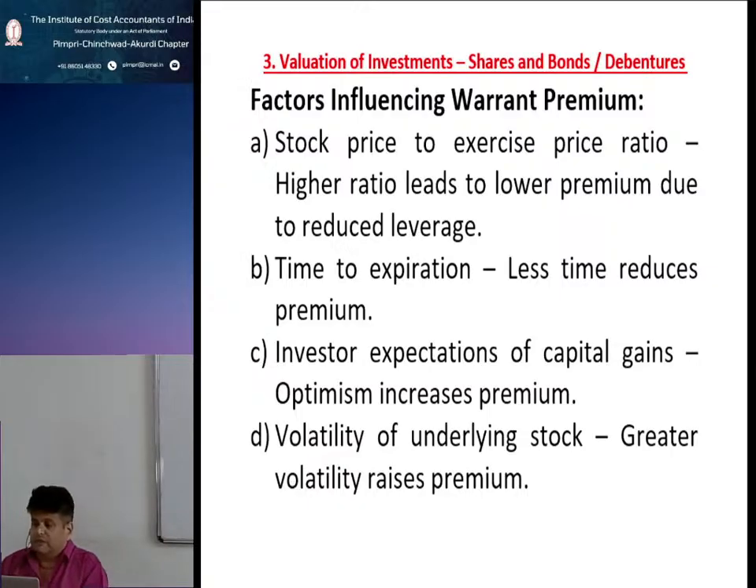So the factors influencing warrant premium include the stock price to exercise price ratio, wherein a higher ratio leads to lower premium due to reduced leverage. Time to expiration: less time reduces premium. Investors' expectations of capital gains: optimism increases the premium. And volatility of the underlying stock: greater volatility raises the premium. So that's what factors influence the warrant premium as such.